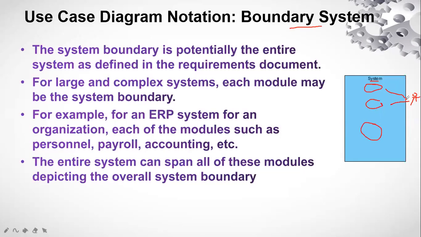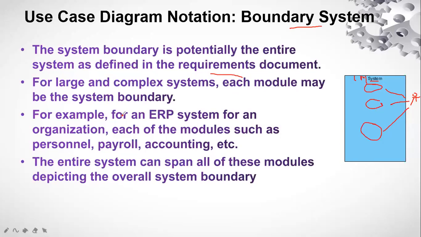Just for the sake of example, let's say this is a library management system. So I'll write library management system out here, and this is the boundary of the library management system, including all the processes and interacting with the actor. So the system boundary is potentially the entire system as defined in the requirements document. For large and complex systems, each module may be the system boundary.